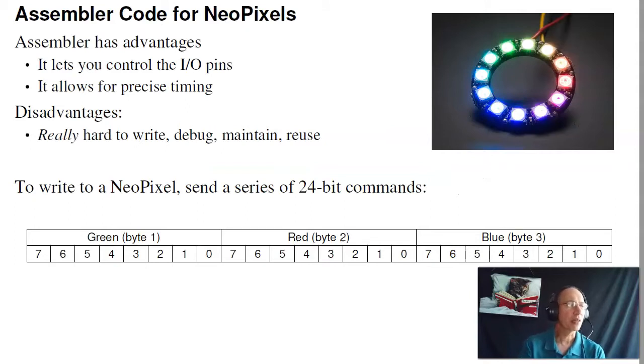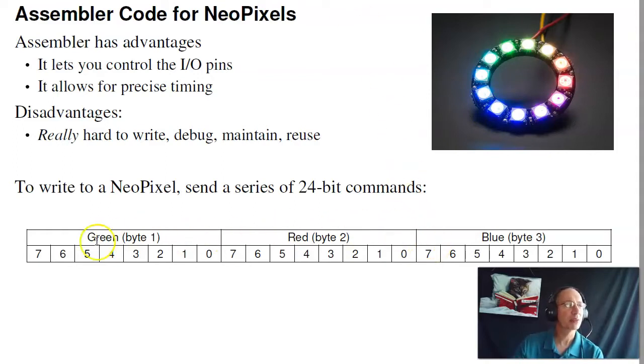Now to start out, we previously looked at driving the Neopixel using assembler. Assembler has a lot of advantages. It lets you control the I/O pins directly. It allows for precise timing. But, and this is a big but, it is really hard to write, debug, maintain, and reuse assembly code. So generally, you frown upon using assembler. Do anything you can to avoid it. Sometimes you just can't avoid it. So what we're going to do is use the previous code in assembly as the low-level routines to drive it.